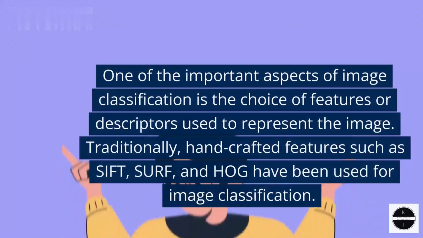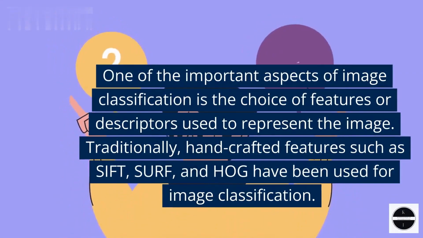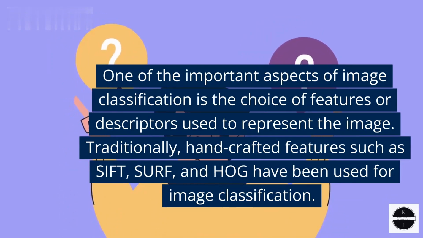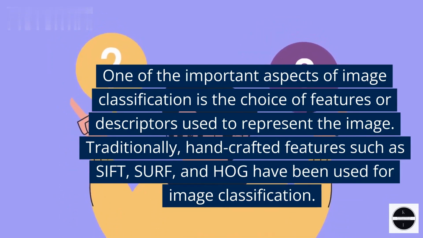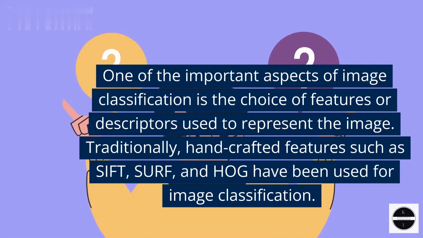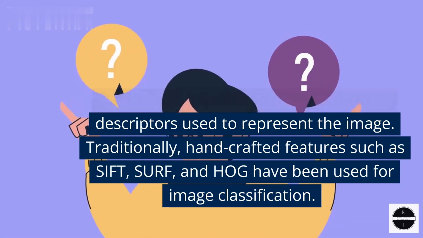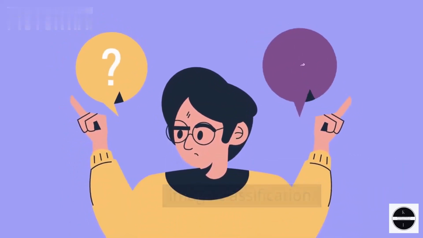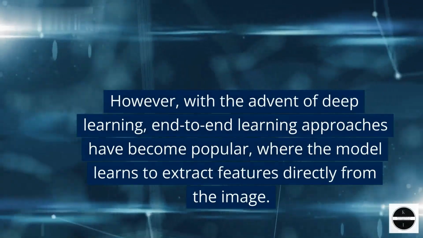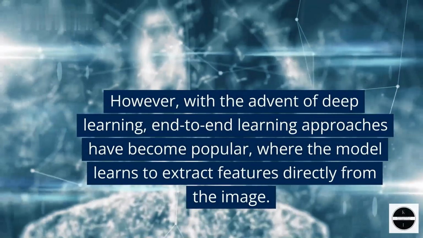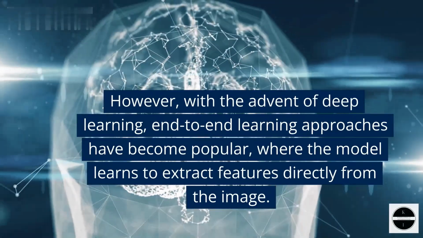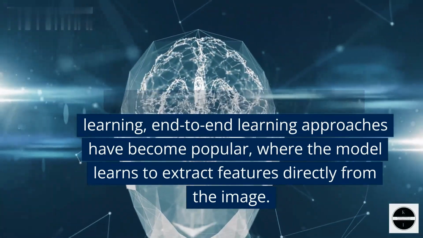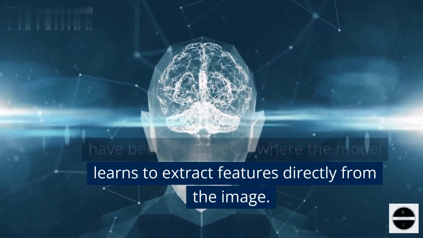benchmarks. One of the important aspects of image classification is the choice of features or descriptors used to represent the image. Traditionally, handcrafted features such as SIFT, SURF, and HOG have been used for image classification. However, with the advent of deep learning, end-to-end learning approaches have become popular, where the model learns to extract features directly from the image.